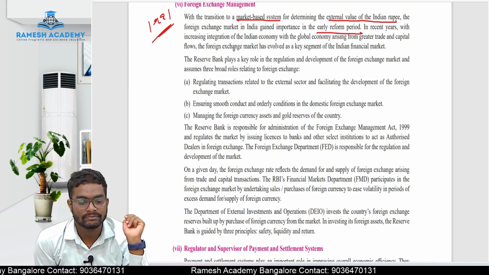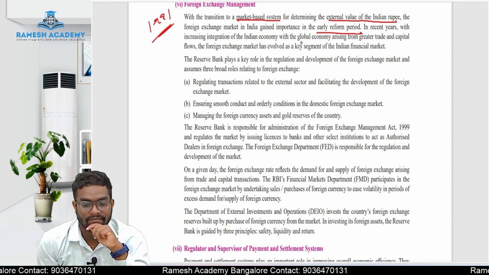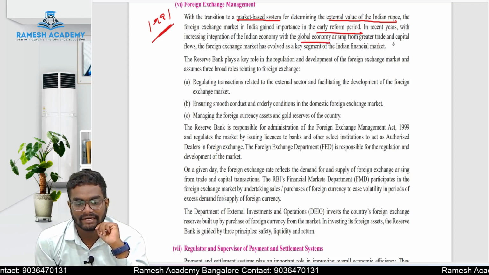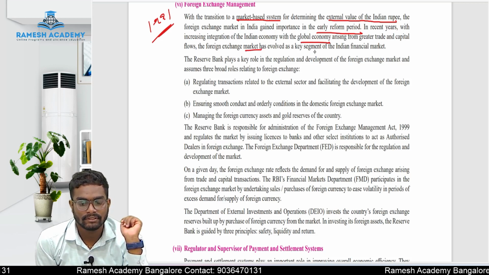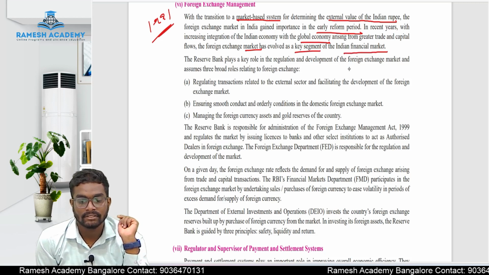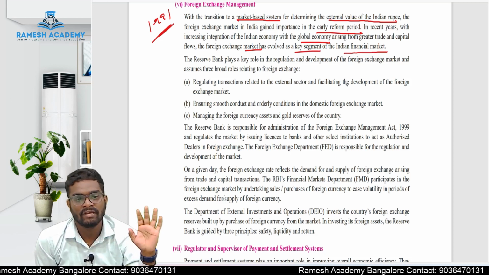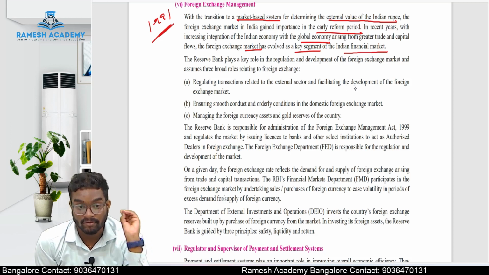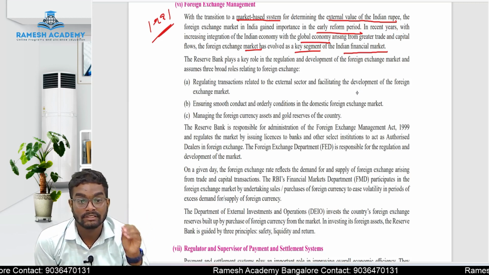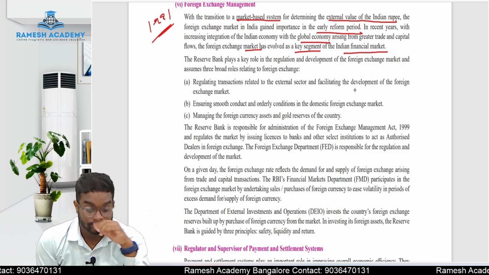In the recent years, with increasing integration of the Indian economy with the global economy arising from greater trade and capital flows, the foreign exchange market has evolved as a key segment of the Indian financial market. So the foreign exchange market is growing very big in India because there is more and more inflow in the form of FDI or investments into India.